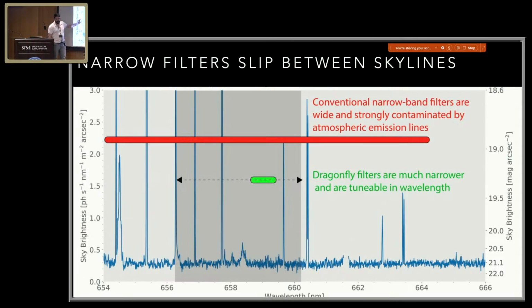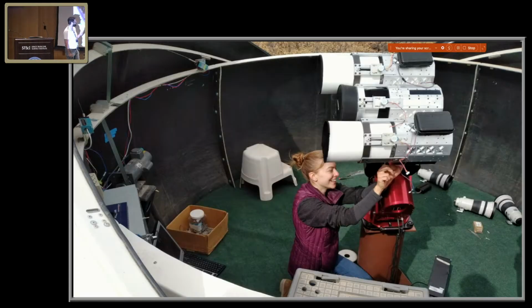You get a third benefit other than increased signal to noise when you have very narrow filters. This gray region here shows the region of H alpha in the local universe at different velocities. And you can see there are some skylines that would contaminate your signal or make it really hard to get down to really, really deep images. Our new filters, these green ones, are able to actually slip between those skylines. And so we get the additional benefit there.